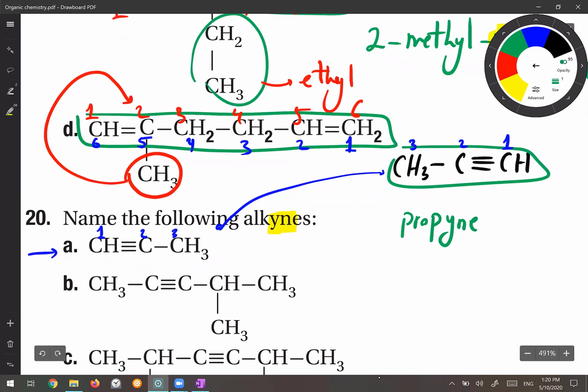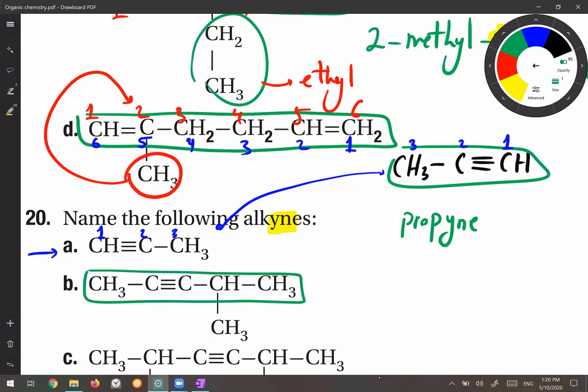In part B, you have a triple bond, so you have to choose the longest chain which contains the triple bond. This is the longest chain which contains the triple bond. You have to number the parent. If you number it from the left side, the triple bond receives a smaller number because the triple bond is located at the left side of the parent. This is carbon number 1, 2, 3, 4, and 5. And this is your branch.